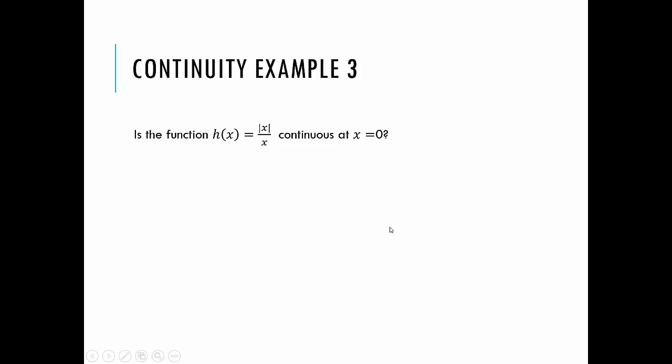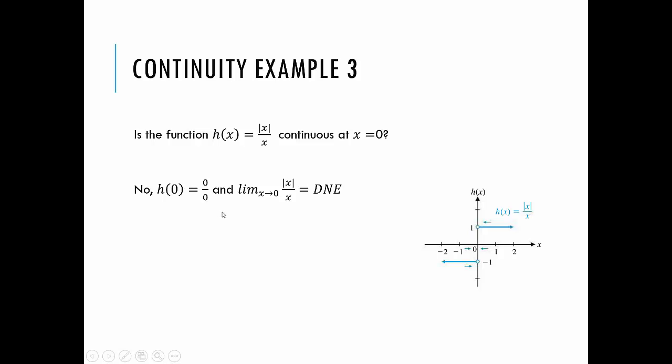How about this function? So I have an absolute value of x over x. Well, certainly we can see we can't plug in 0, and also in this case the limit actually does not even exist because we have a left-hand limit and a right-hand limit, and they're not the same.